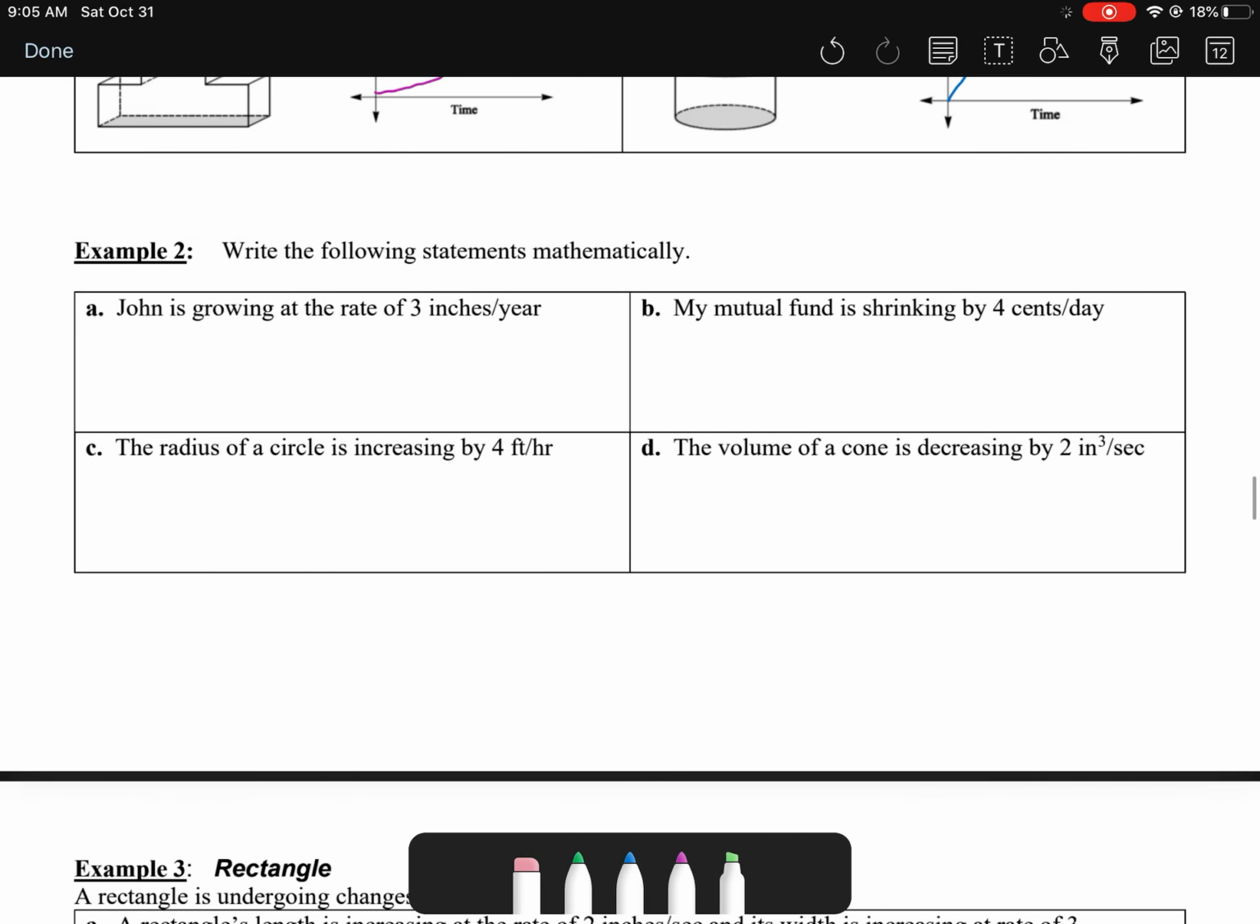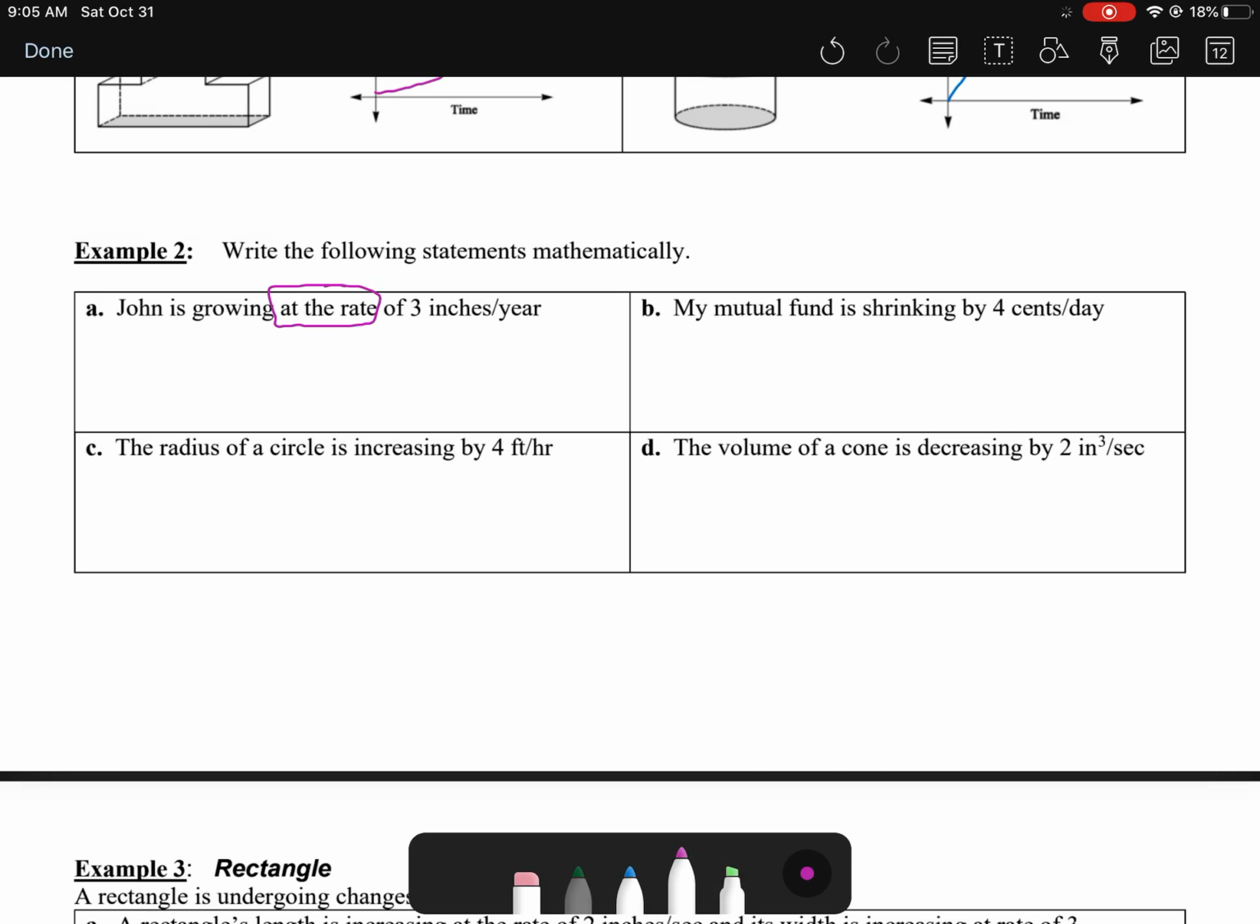The next important thing that we have to understand before we attempt some related rates is how do I write this mathematically? Because we're going to be needing to set up equations. So we're going to write the following mathematically. John is growing at the rate of 3 inches per year. Here's a keyword: at the rate. Anytime you're seeing that rate, you should be thinking derivative.